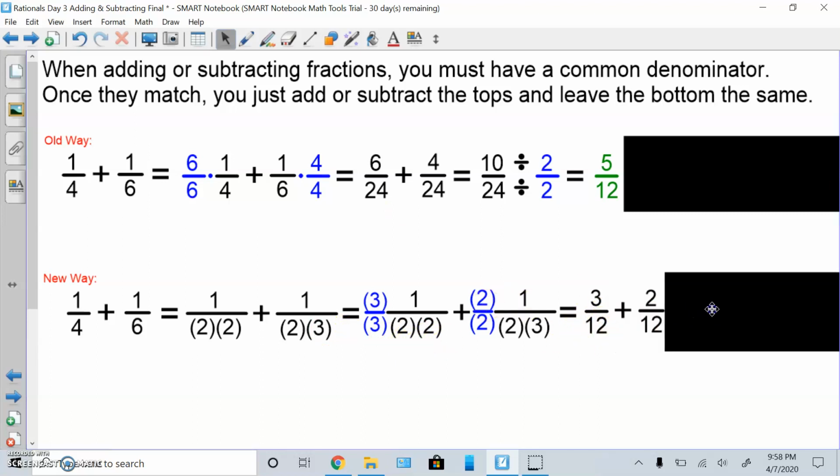Over here, 2 times 1 is 2. 2 times 2 is 4. Times 3 is 12. So the bottoms are matching at 12. Once they're matching, you add the tops. 3 plus 2 is 5. And the bottom is 12. Same answer, but no need to reduce at the end. No need to get big numbers.